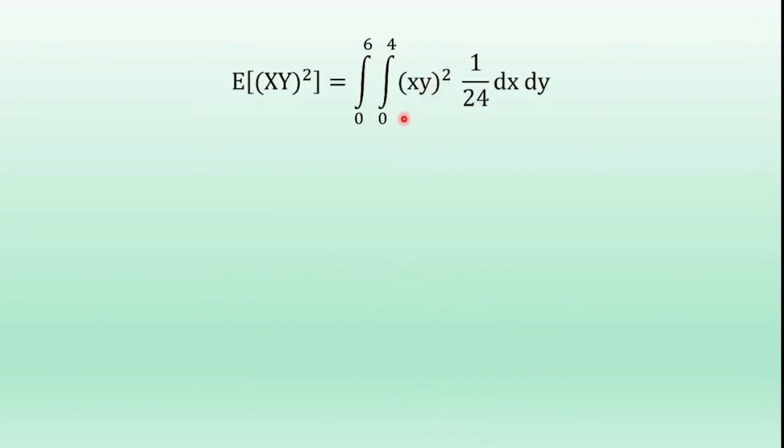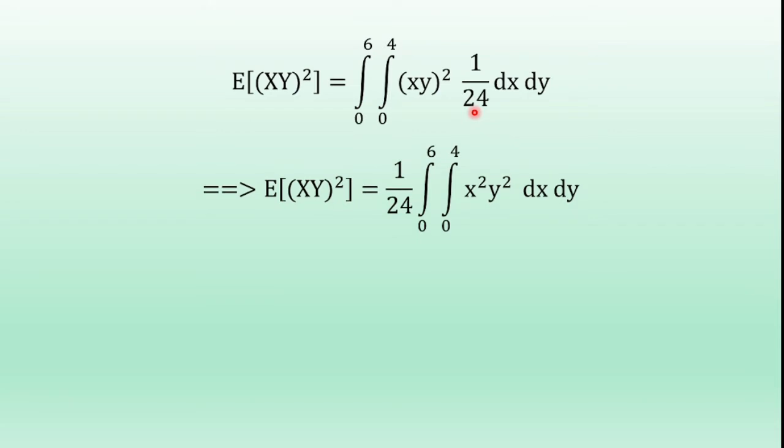the integral of (xy)^2. So the range of x is 0 to 6 and the range of y is 0 to 4 from the given data. (xy)^2 into the joint density function, which is 1/24, into dx dy. So 1/24 is a constant that is written before the integration. (xy)^2 is x^2 into y^2.